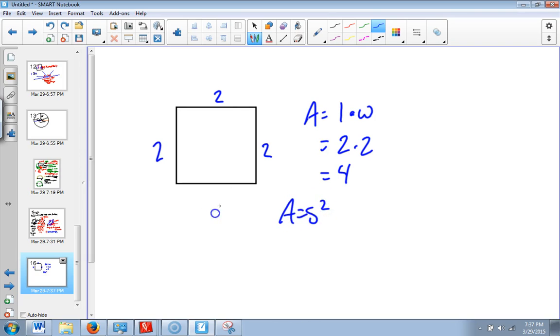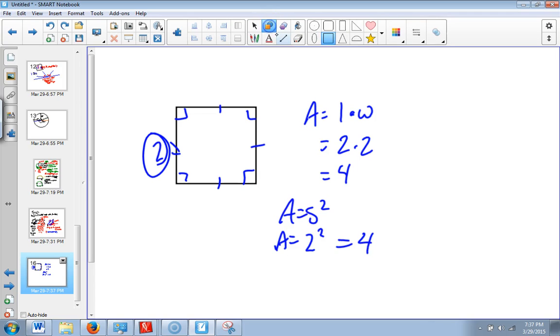So that means if you're only given 2, and you know it's a square, then all you have to do is plug 2 in. So area equals 2 squared, which also gives you 4. So either way you want to do it will work.